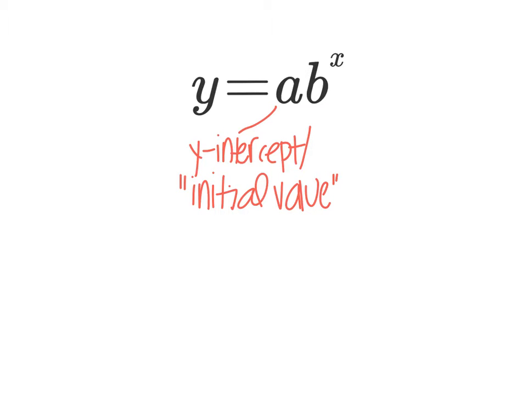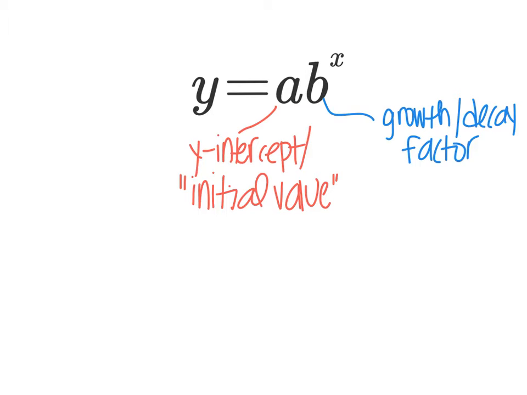The b value tells you how the function is growing or decaying. So this is referred to as the growth or decay rate. It's sort of like the slope of a linear function. It's really what tells you how the function is going to be moving from left to right. So the b value is going to tell you a couple of things about the actual function.